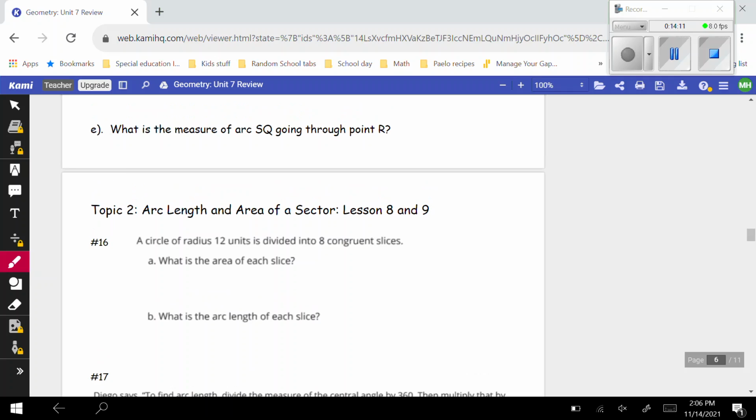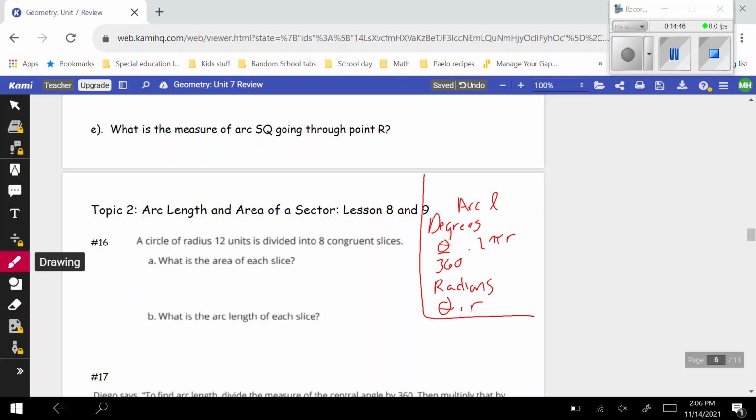Okay. If you're doing this in degrees, for arc length, it's always the angle over 360 times 2 times pi times r. And then for radians, it's the angle times the radius for arc length. And if you haven't written that down somewhere, make sure you get that down.